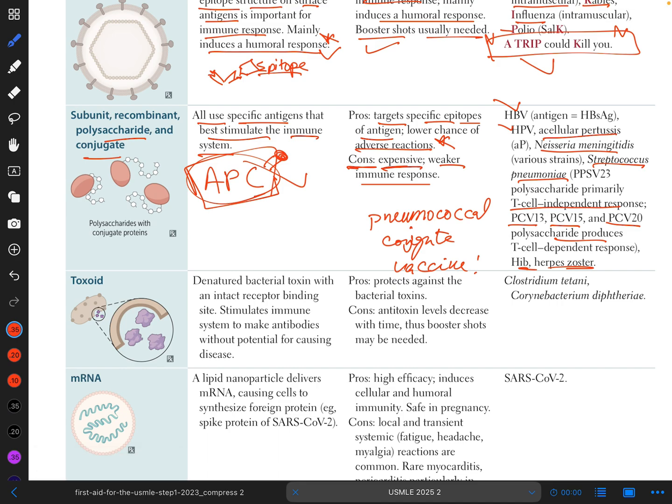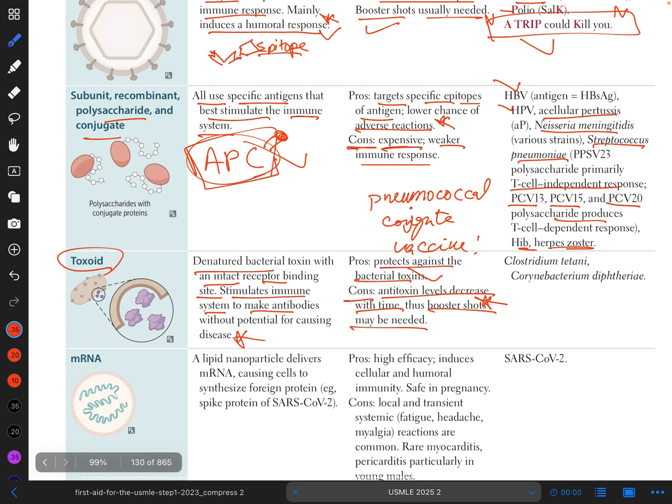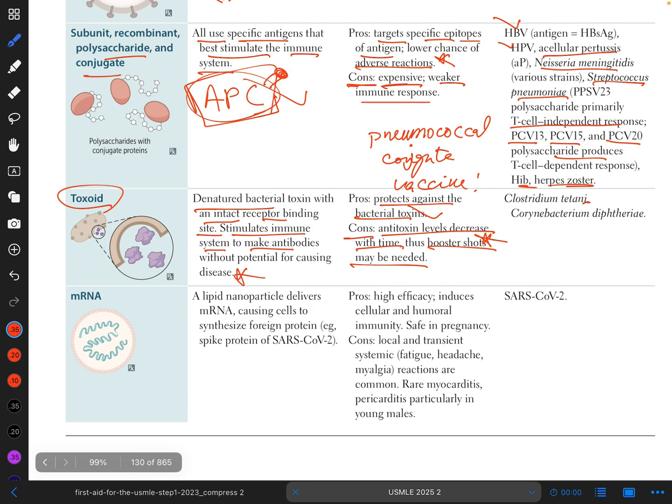In the toxoid, there is a denatured bacterial toxin with intact receptor binding sites, and it stimulates the immune system to make antibodies without the potential of causing disease. They just go and bind with the antibodies and give the response, and they do not cause any disease. They protect against bacterial toxins, such as different toxins, etc. The antitoxin level decreases with time, so a booster dose is needed. In toxoid, we need a booster dose, like we give with killed or inactivated vaccines. And toxoids we are using for Clostridium tetani and Corynebacterium diphtheriae.